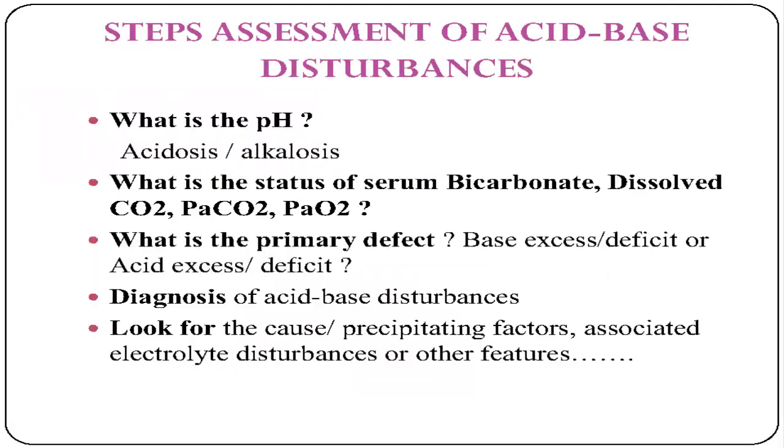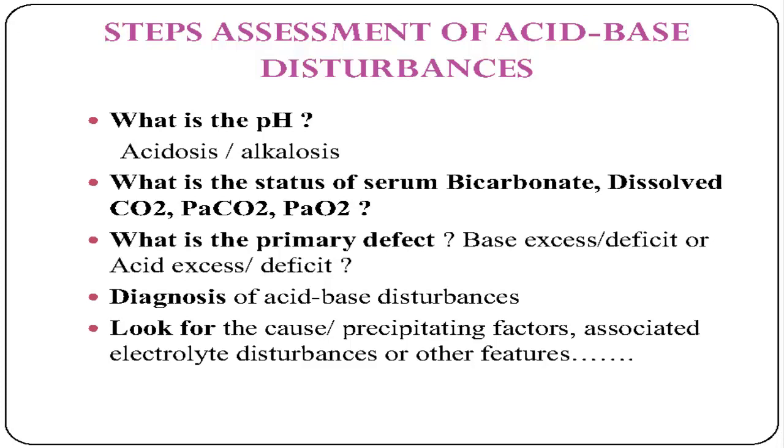Now the steps of assessment of acid-base disturbances. Whenever you are given a chart in the final exam and the clinical picture is suggestive of an acid-base disturbance, what should you do? You have to proceed in a stepwise manner. What is the first step? That is, look at the pH. If it is lower than the reference level, then it is acidosis, and if it is higher than the reference value, then it is alkalosis. So the first thing is to determine whether it is acidosis or alkalosis.